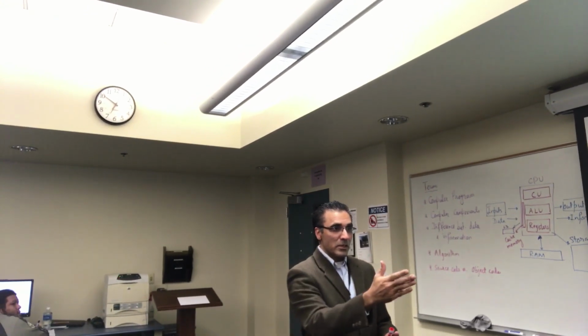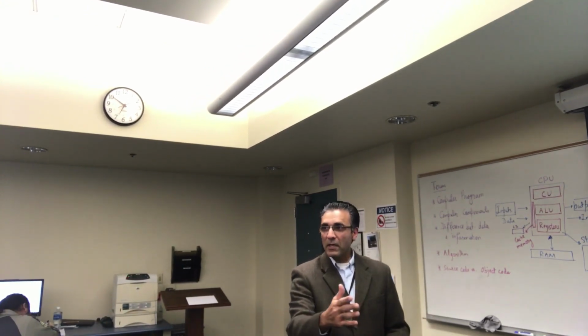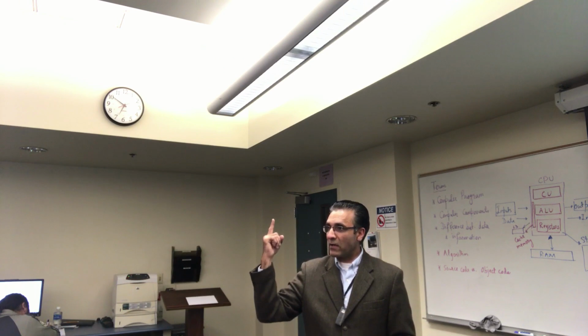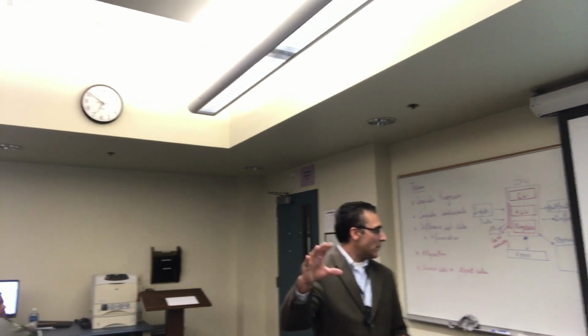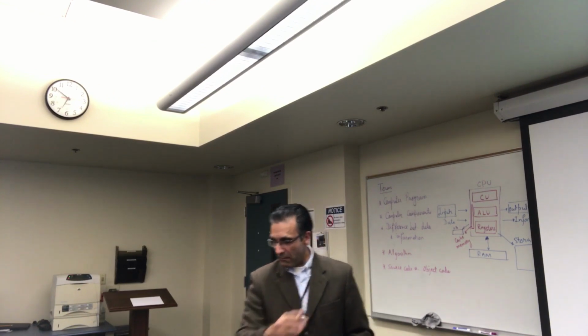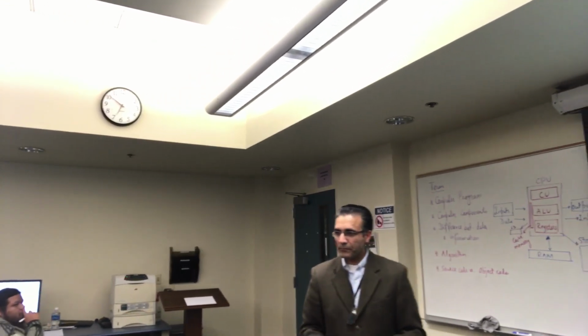So bits can be turned on or off. What happens when you turn it on? What's the value of the bit? 1. And when you turn it off, it's 0. So when you look at the byte, which I showed you last time, they have assigned values to those bits.